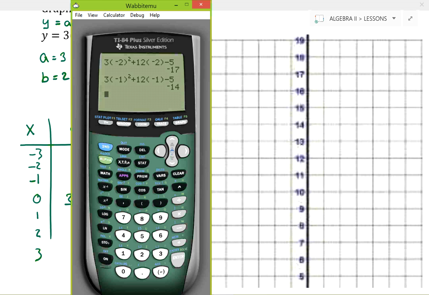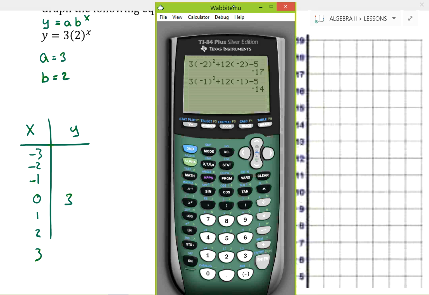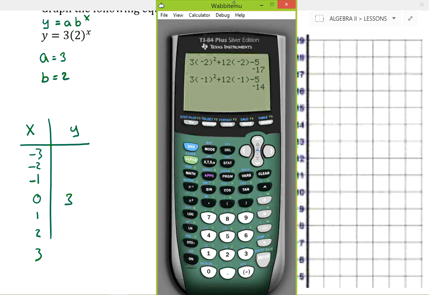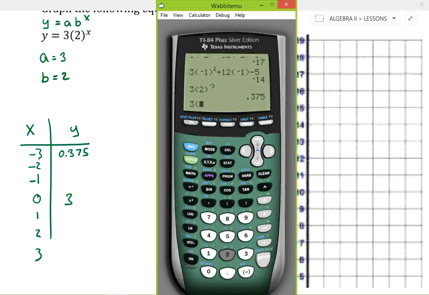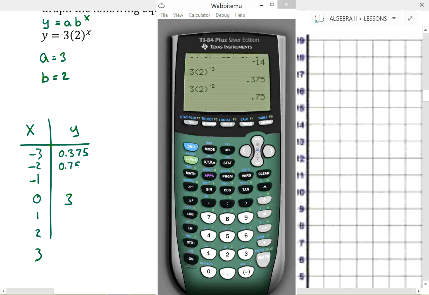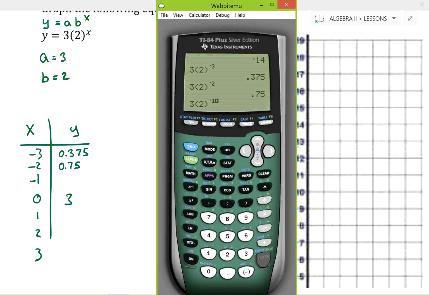Okay, let's get our calculator up. Let's start with the negatives. Negative 3: we need to do 3 times 2 to the negative third, and I'm getting 0.375. Now I'm going to do 3 times 2 to the negative 2, and I get 0.75. Now 3 times 2 to the negative 1, we get 1.5.